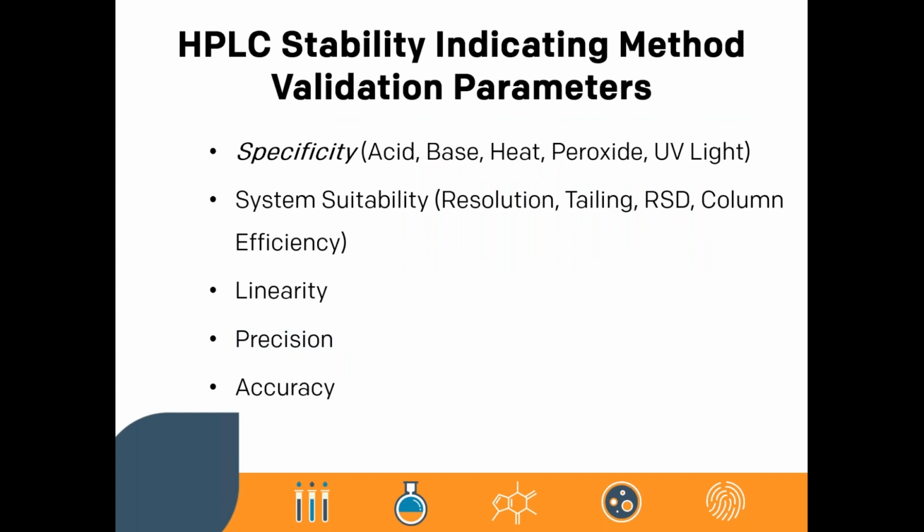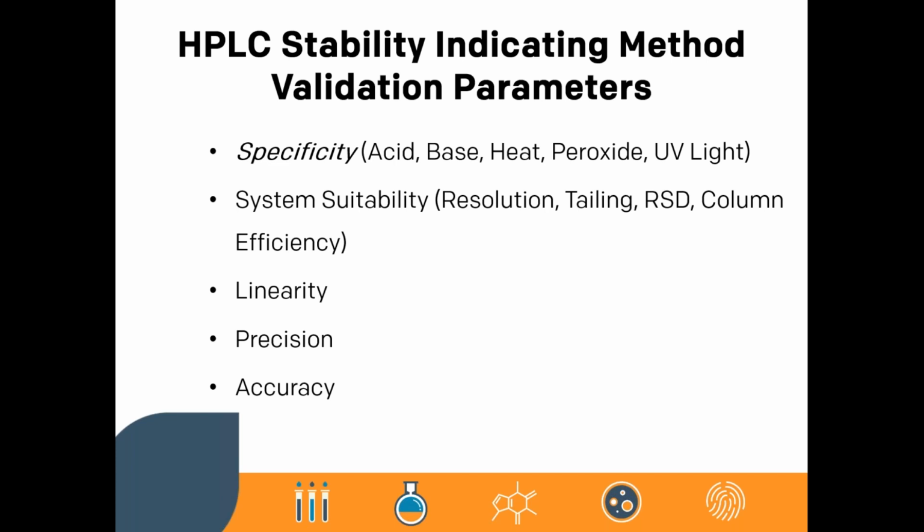What does an actual stability indicating method include? It includes specificity, meaning you're stressing your drug formulation, also the placebo or the excipients, in acid, base, heat, peroxide, and UV to show that there's no interference. It needs to include system suitability.